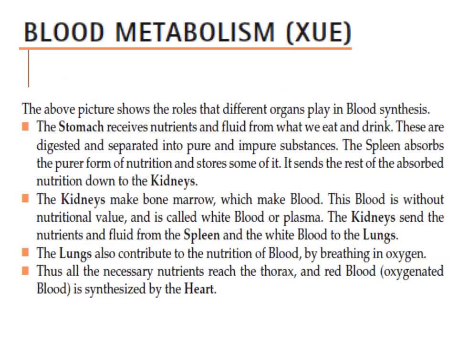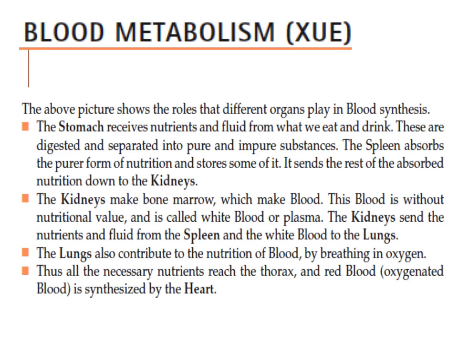So, blood metabolism or blood zoo. The above picture shows the roles that different organs play in blood synthesis. The stomach receives nutrients and fluid from what we eat and drink. These are digested and separated into pure and impure substances. The spleen absorbs the purer form of nutrition and stores some of it. It sends the rest of the absorbed nutrition down to the kidneys. The kidneys make bone marrow, which makes blood. This blood is without nutritional value and is called white blood or plasma.